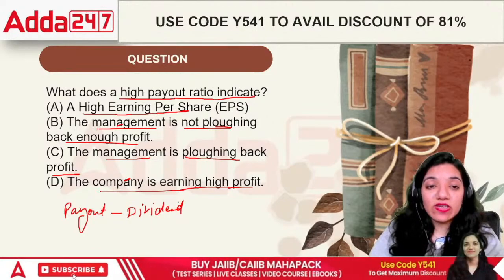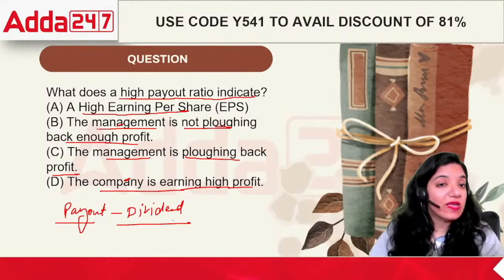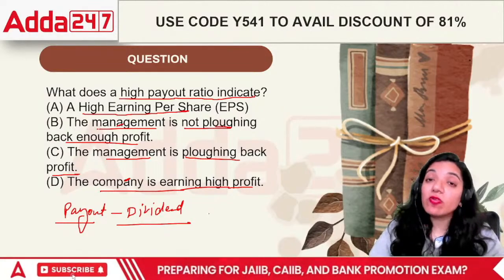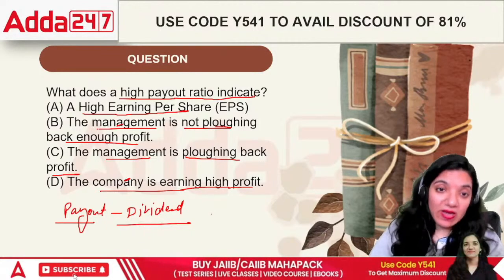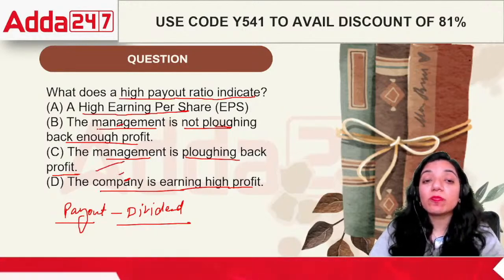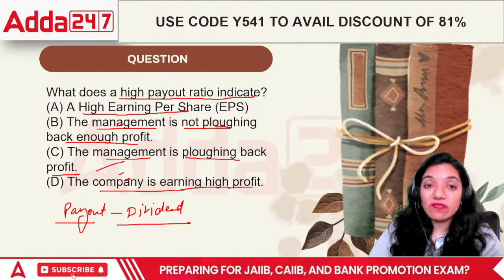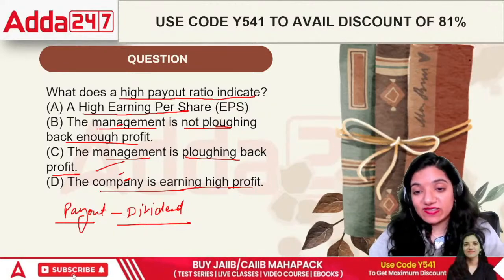Payout means dividend. This means that the organization is paying a good dividend to the people. If they are paying a good amount of money to the people, they might be having a lesser amount of money at their end. That is why it is said that the management is not plowing back the profits. The profits that they were supposed to keep in the business, they are not using in the business.